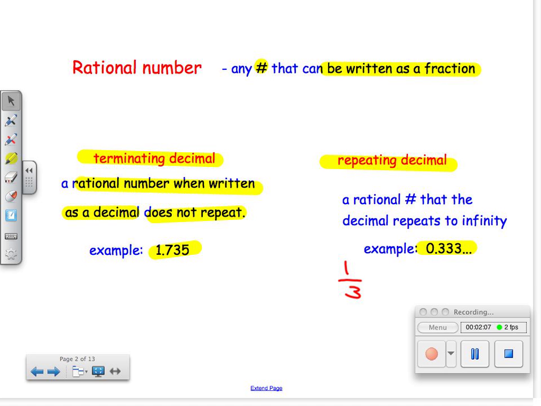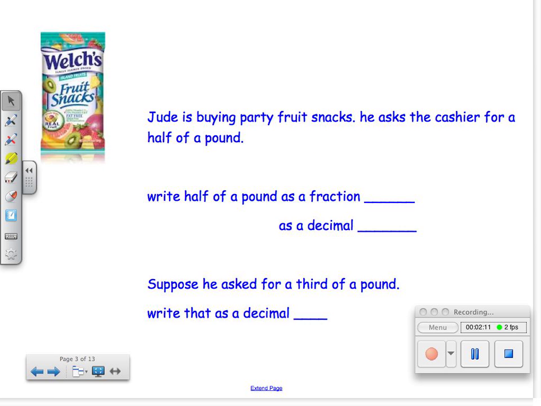Go ahead and write down these definitions. Pause the video so you get everything written down, and then start it back up when you're done.